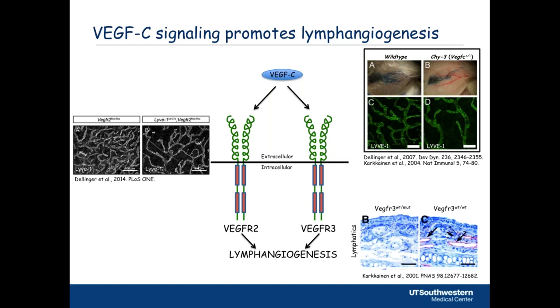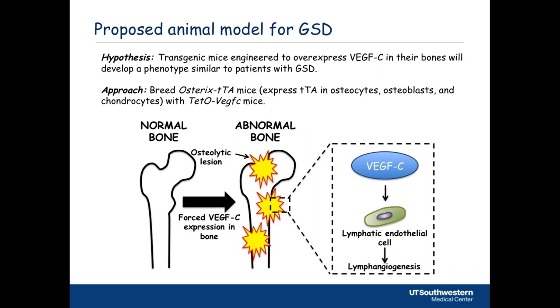Loss of function studies have revealed that VEGF-C plays a critical role in the development of the lymphatic vasculature. Mice that lack a single copy of VEGF-C develop fewer lymphatic vessels than wild-type mice. And mice that lack both copies of VEGF-C do not develop lymphatics at all. Conversely, overexpression of VEGF-C has been shown to stimulate lymphangiogenesis. So overexpression of VEGF-C in the pancreas has been shown to stimulate the formation of lymphatics in the pancreas. Overexpression of VEGF-C in the lung stimulates lymphangiogenesis in the lung. Overexpression of VEGF-C in tumors stimulates lymphangiogenesis in tumors.